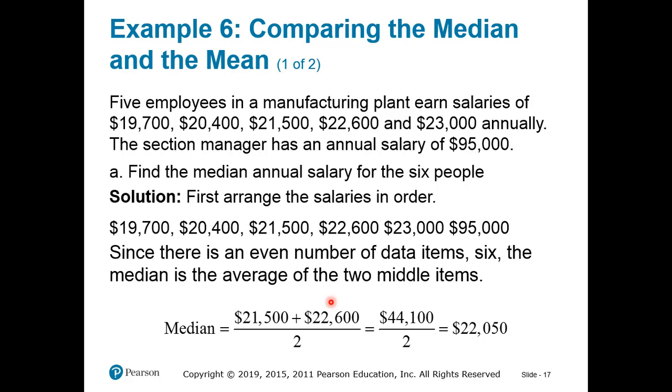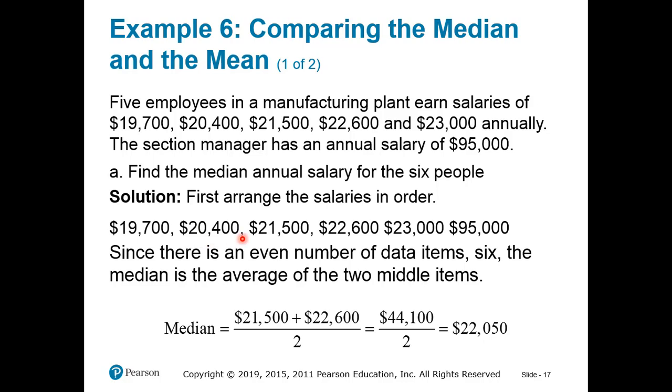Here we have 5 employees in a manufacturing plant earning the following salaries. Now the section manager has an annual salary of $95,000. Let's find the median annual salary for these 6 people. If we find the median, we arrange them in increasing order, and we find the median. What's the median in this case?